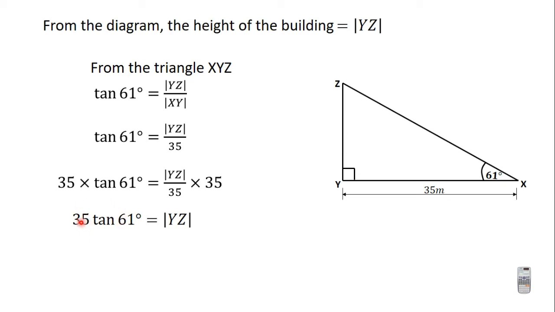So you find this on your calculator. The question said we should correct our answer to the nearest whole number. So you find this on your calculator and you correct your answer to the nearest whole number, and that will give us 63 meters. So YZ, which is the building, is 63 meters. So we can say that the building is 63 meters high. You can see from here that we have applied the trigonometric ratios to find the height of the building.